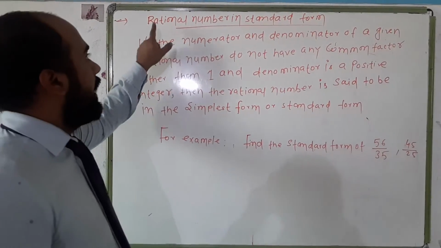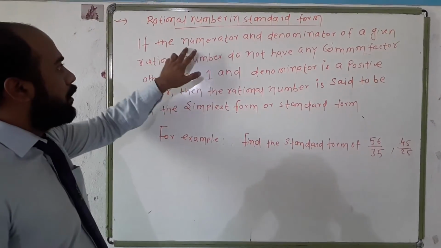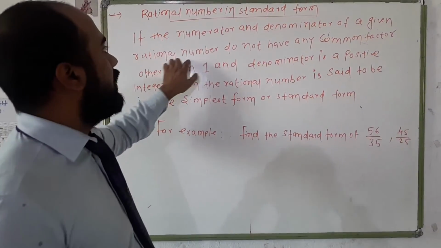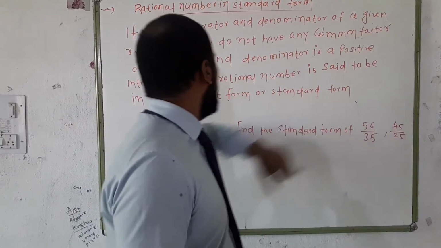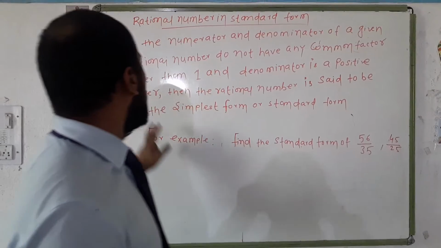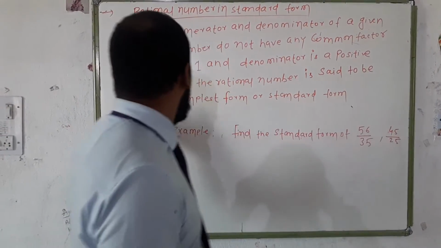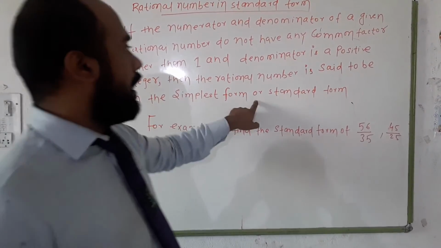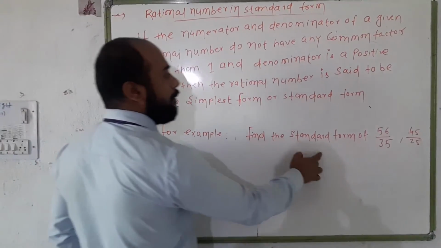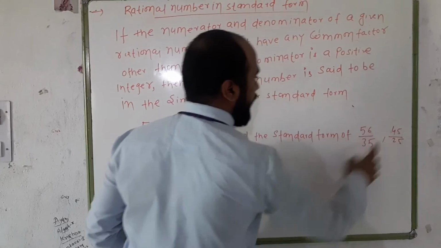Next point is rational numbers in the standard form. If the numerator and denominator of a given rational number do not have any common factor other than 1 and the denominator is a positive integer, then the rational number is said to be in the simplest form, the standard form. Example is, find the standard form of 56/35 and another example 45/25.